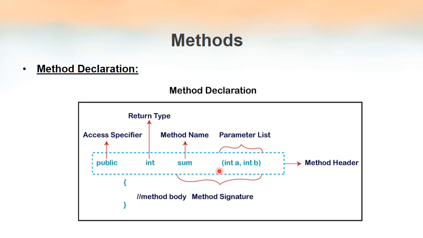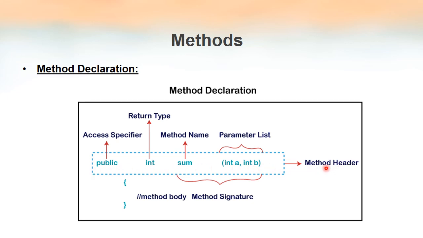Then comes the pair of parentheses, inside which we have to write the parameter list, if any. It's not compulsory that every method must have a parameter list. We can write methods without parameters. That's also allowable in Java programming. If there are any parameters, we have to mention that in this pair of parentheses that comes along with the method name. And all these together form the method header.